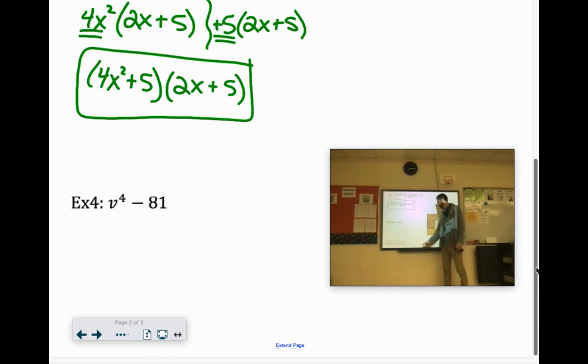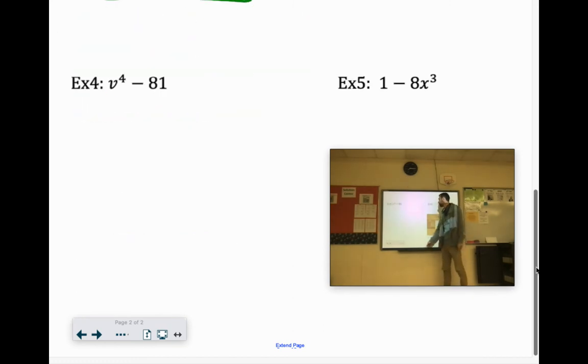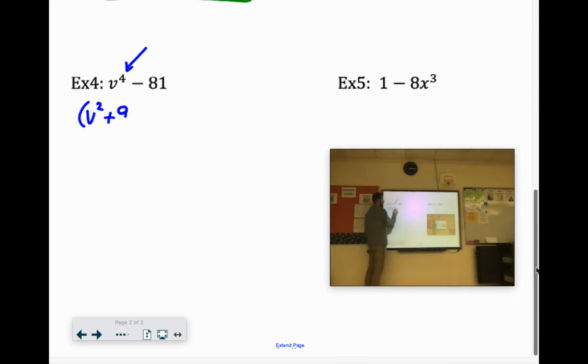That was it. v to the 4th minus 81. Now, those are perfect squares. When you square root, and it's not just x to the 2nd power, you just divide the exponent by 2. So the square root of v to the 4th would be v squared. The square root of 81 would be 9, so it would be v squared plus 9 times v squared minus 9. And check if there's a difference of squares left.